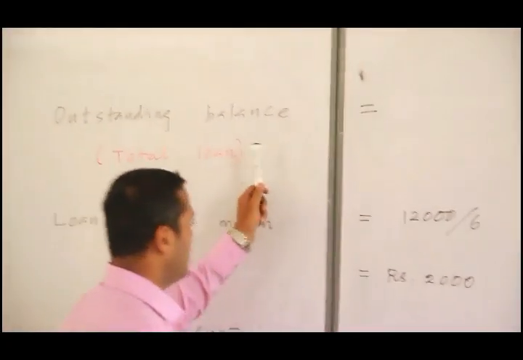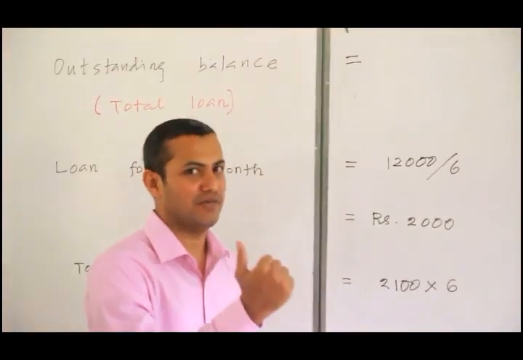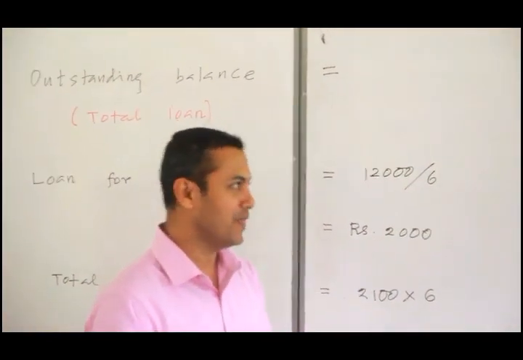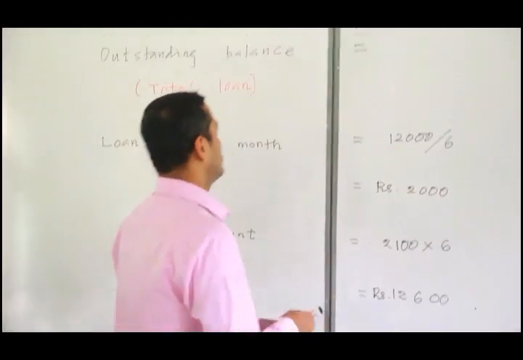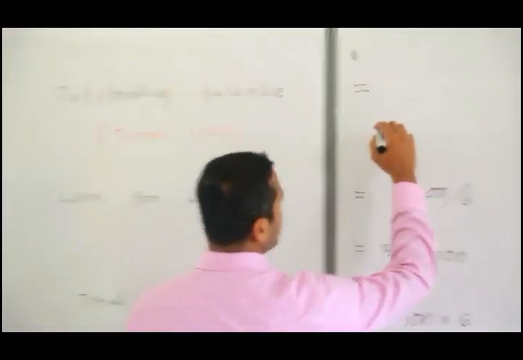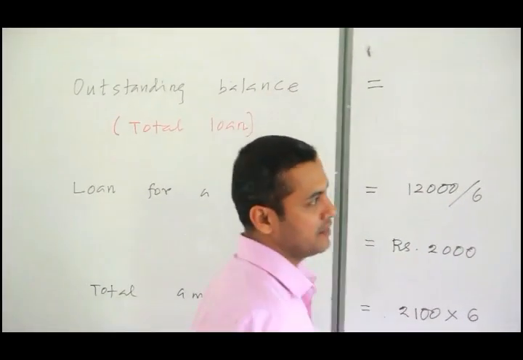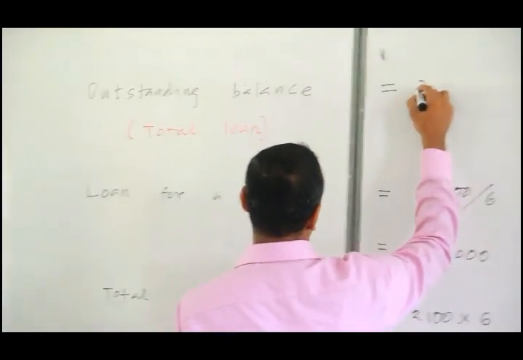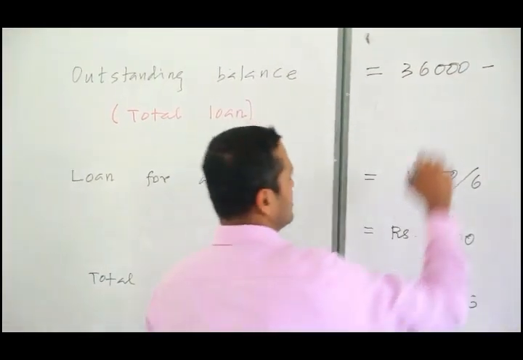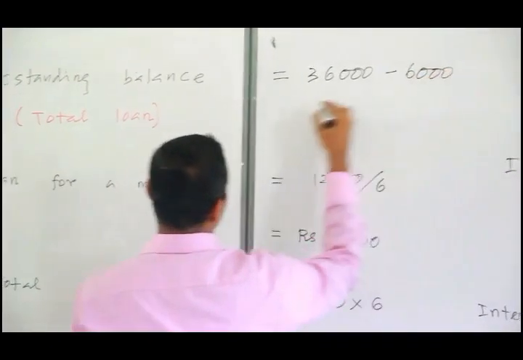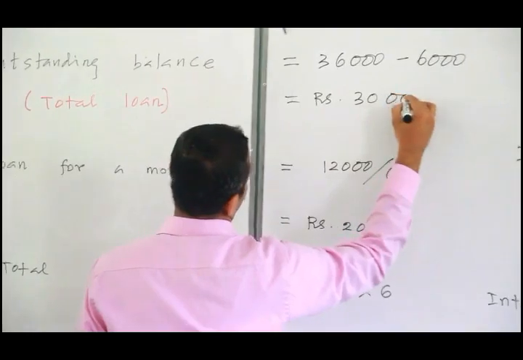Right. The outstanding balance. You know what is the down payment? Down payment means the initial payment. Yes, for the refrigerator, down payment of 6,000 is paid, right? So I am going to subtract that down payment from the cost of the refrigerator. Price of the refrigerator is 36,000. Down payment is 6,000, right? Then your answer will be rupees 30,000.